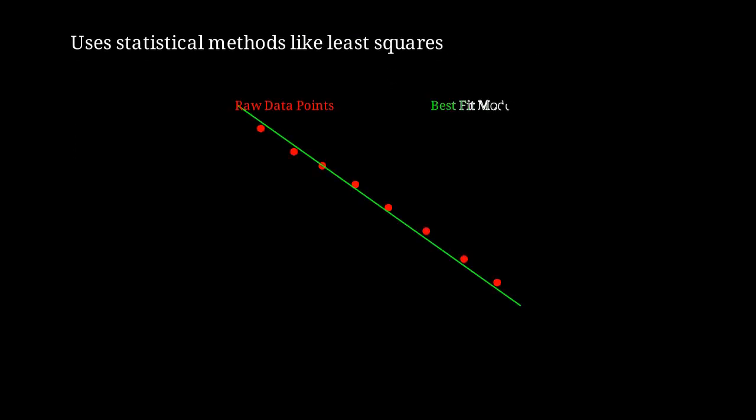Here's a visual representation. The red dots are your experimental measurements. The green line is the mathematical model that best fits those points.